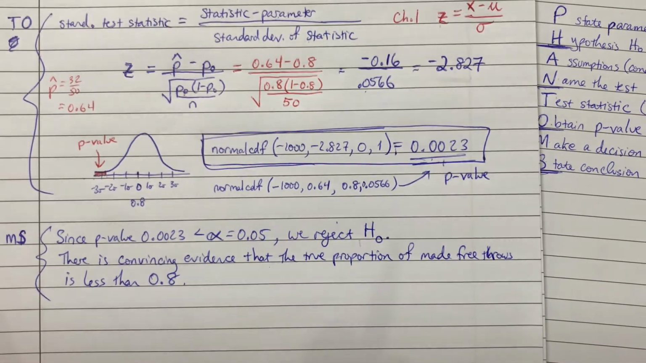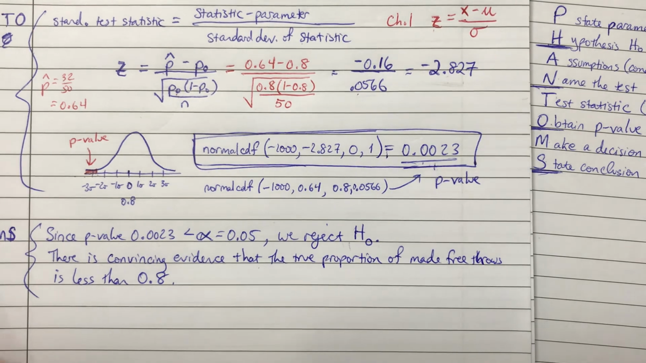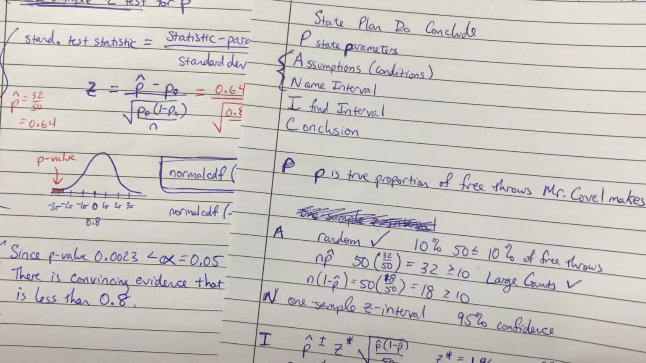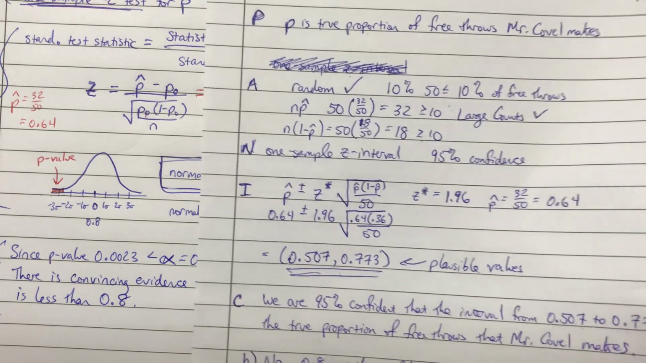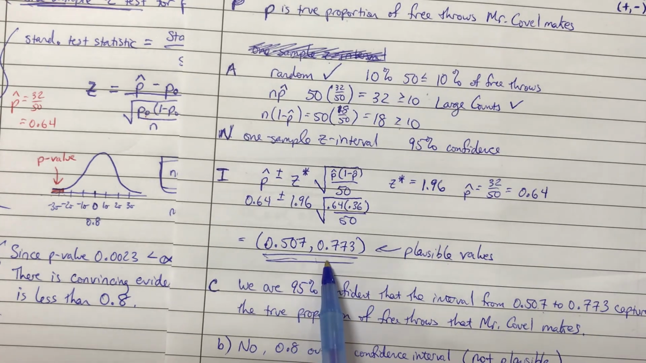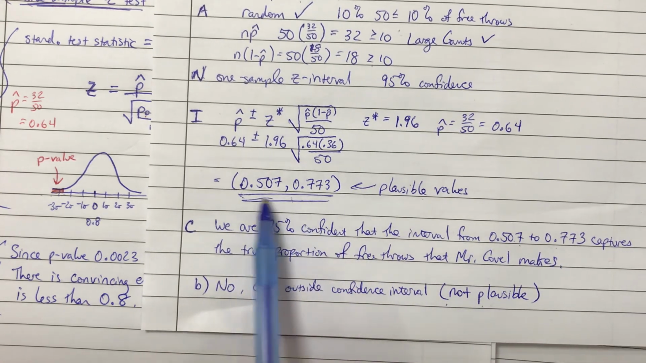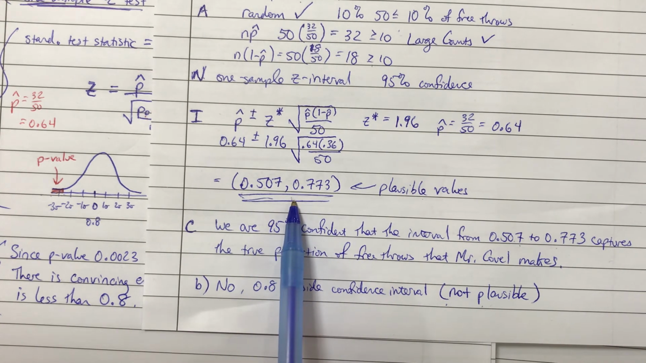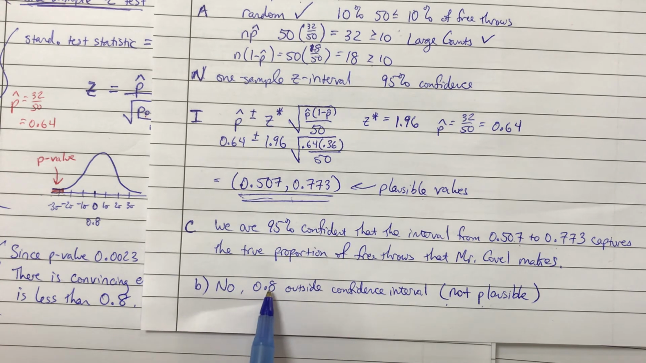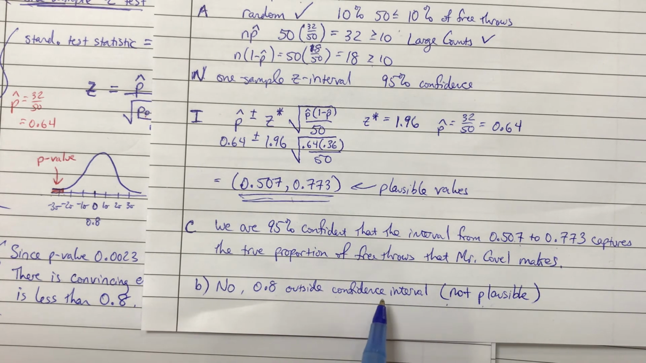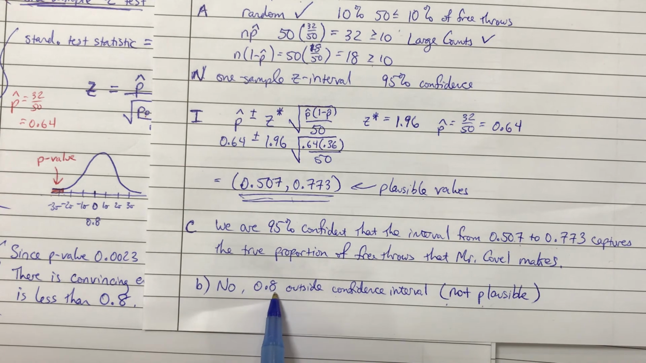Okay, so the last thing, remember on the first page here, I'll pull this back up, we got a confidence interval of plausible values, and we were 95% confident that this interval contained the true proportion of Mr. Cavell's free throw shooting. Remember that we said at the end, 0.8, because it's outside of this interval, is not a plausible value. It's very unlikely that this is the true proportion.